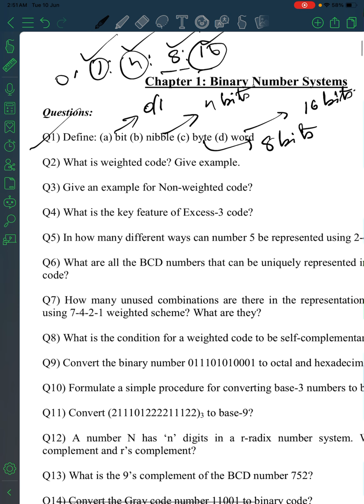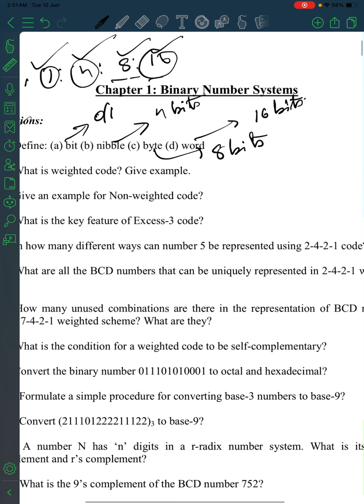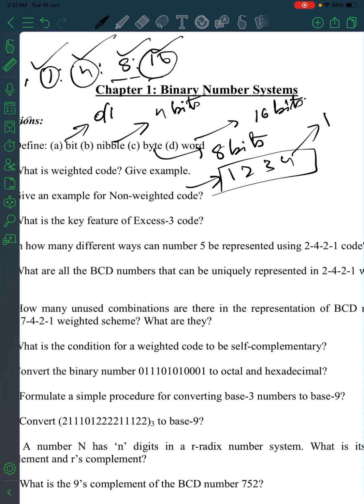Coming to the second question, what is a weighted code? A weighted code means, for example, if there is 1, 2, 3, 4 in decimal, there is something called a place value. The place value of the first digit is 1. The place value of the second digit is 10. The place value is 100. The place value is 1000.